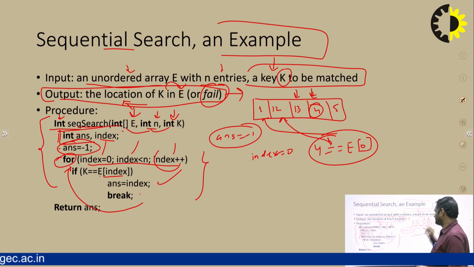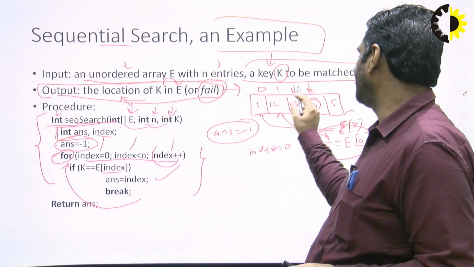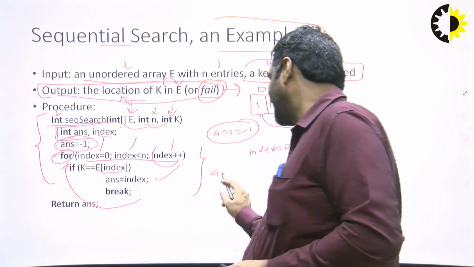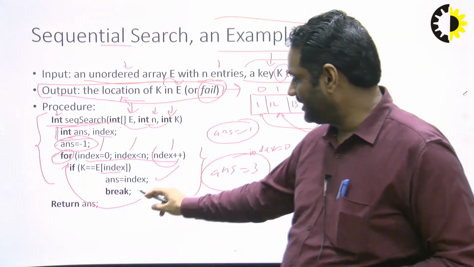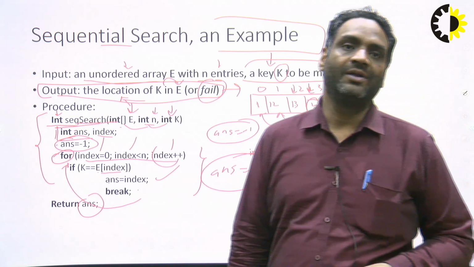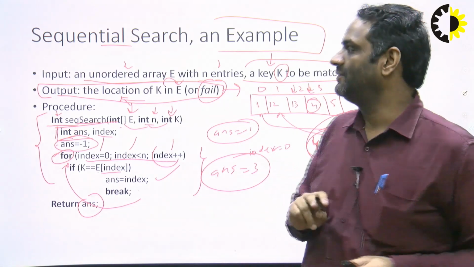In the fourth case, when index is 3, that is 0, 1, 2, 3, we are searching for that element, so 4 is equal to E[3]. So this is equal and we are getting our answer. That means answer gets the actual value, the appropriate index. And break means we are returning this value. This is how we get the appropriate position or index of the given key in the given array. So this is how we solve sequential search.